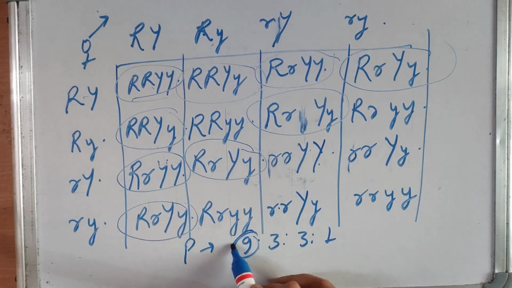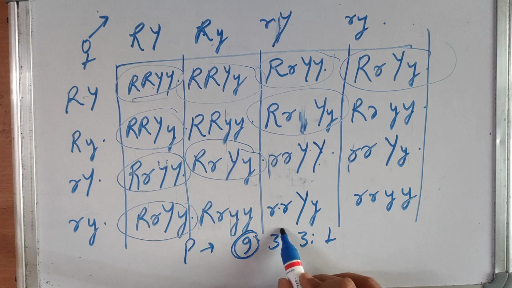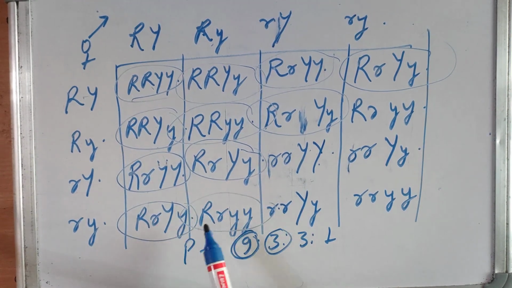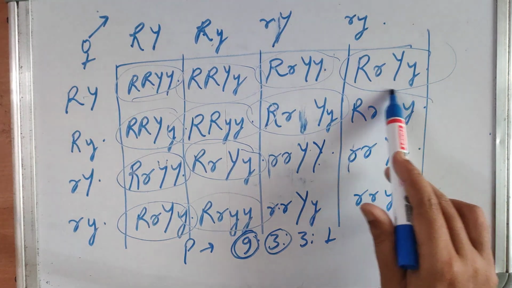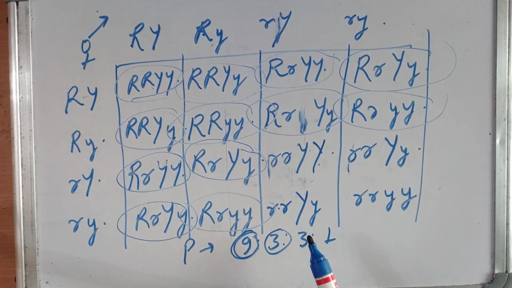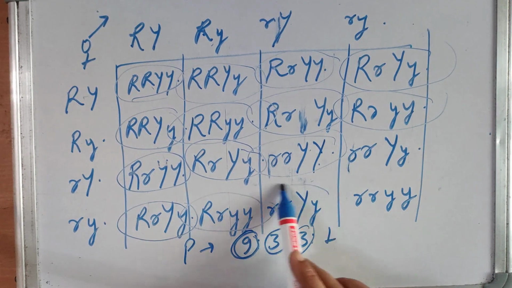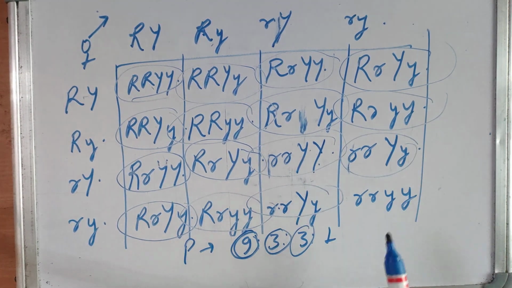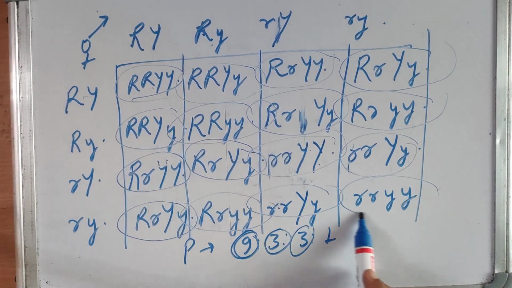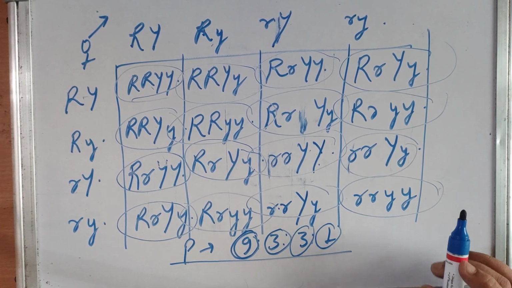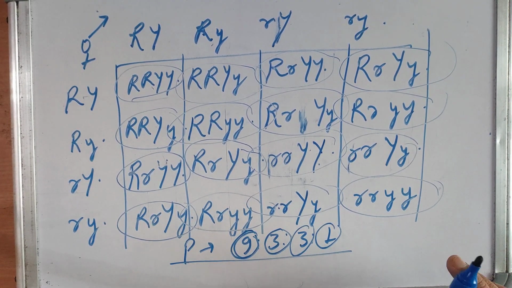So we get 9 round and yellow and 3 round and green. See, round and green, round and green, and round and green, 3 round and green. And then we get 3 wrinkled and yellow, and 1 we get wrinkled green, that is this. So the phenotypic ratio that we get is 9:3:3:1.